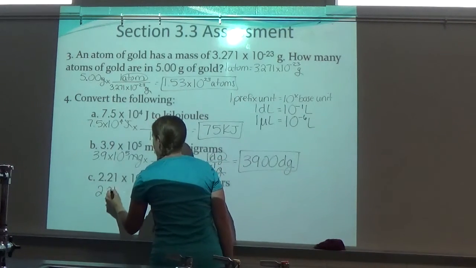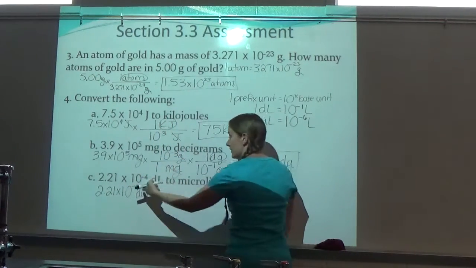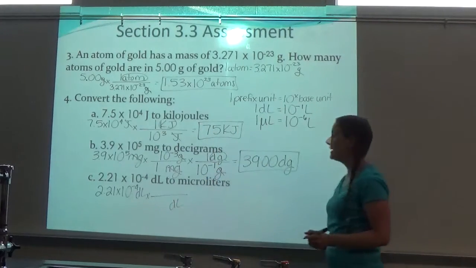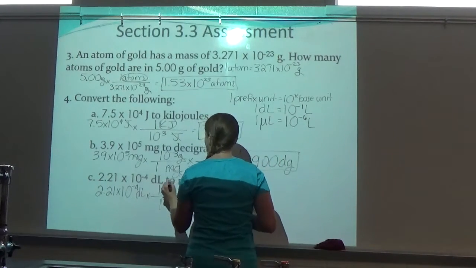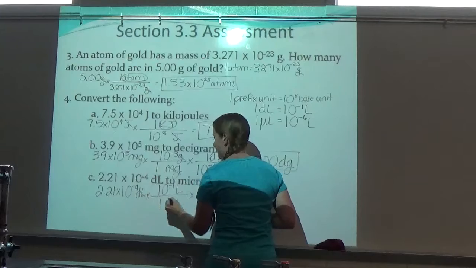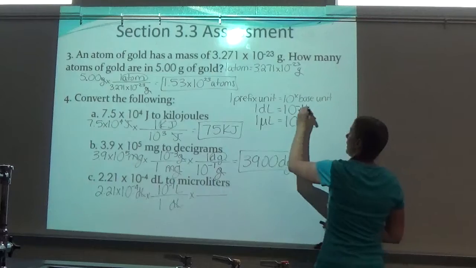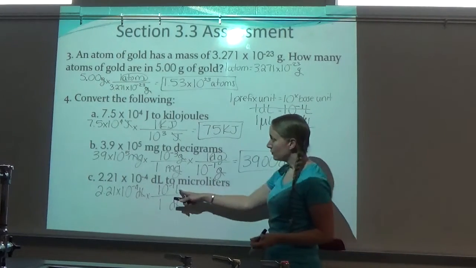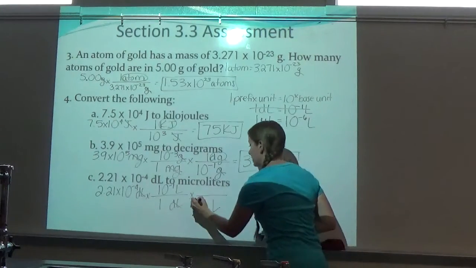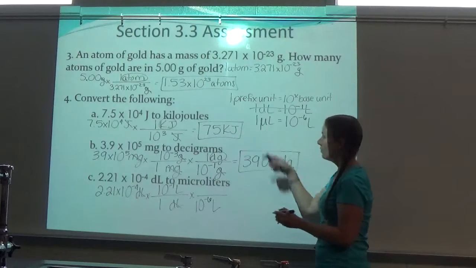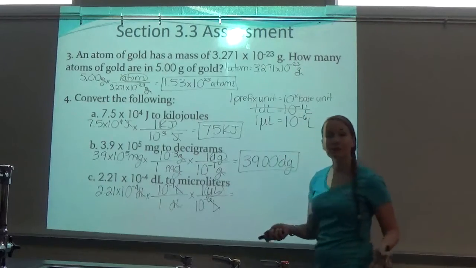So 2.21 times 10 to the negative 4 deciliters. So golden rule says if deciliters is on top, I put it on bottom so it cancels. So I look up here, 1 deciliter is 10 to the negative 1 liters. So deciliters cancel, but since I have liters and not microliters, I know I need to keep going. All right, and I've already used this one. So golden rule says if liters is on top, liters goes on bottom. So I go up here and say, oh, 10 to the negative 6 liters equals 1 microliter. So liters cancel. I'm left with microliters, which is what I want.